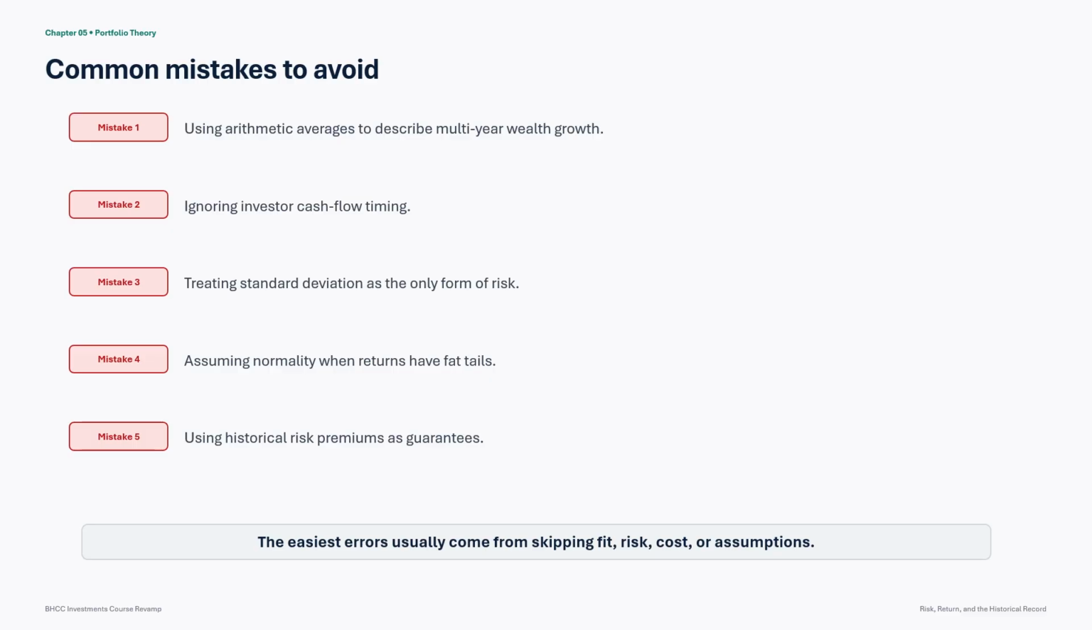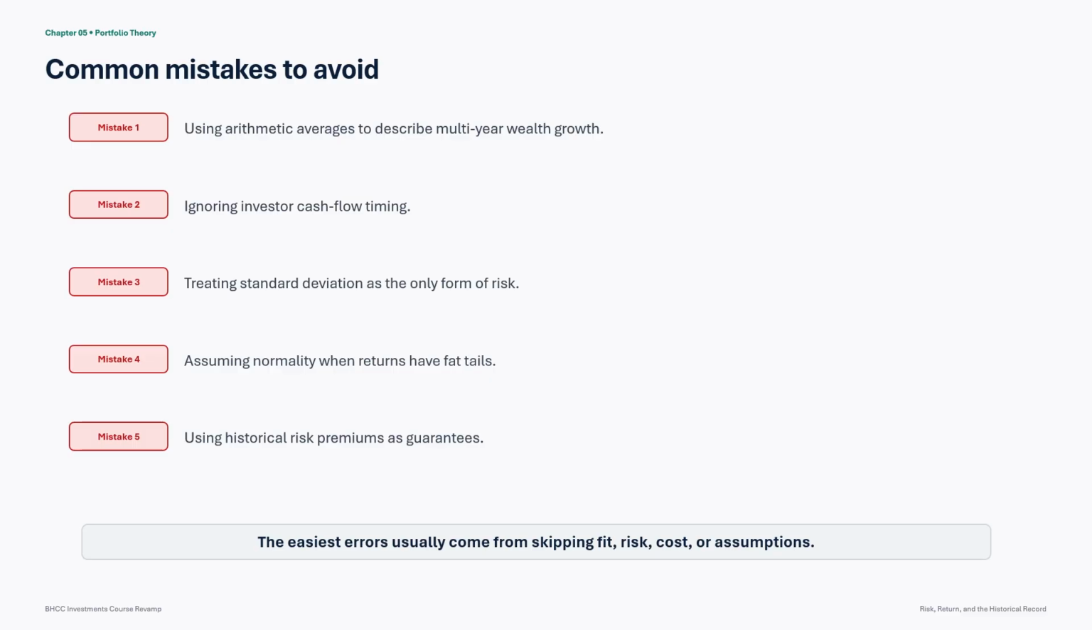Mistake 3 is treating standard deviation as the only form of risk. Volatility does not directly measure permanent impairment, liquidity failure, inflation risk, sequence risk, or the risk that an investor abandons the plan at the wrong moment.